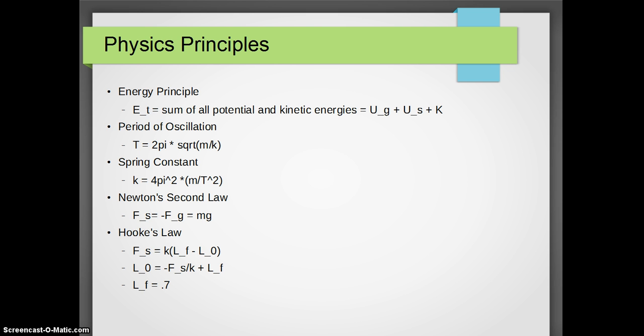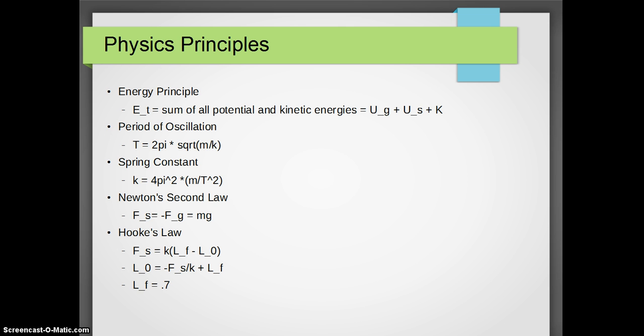The next physics principle it's important to understand is Newton's second law, which implies that if the sum of the forces in the system is equal to 0, you can set up an equation such that the force of the spring is equal to the negation of the force of gravity in this particular instance.